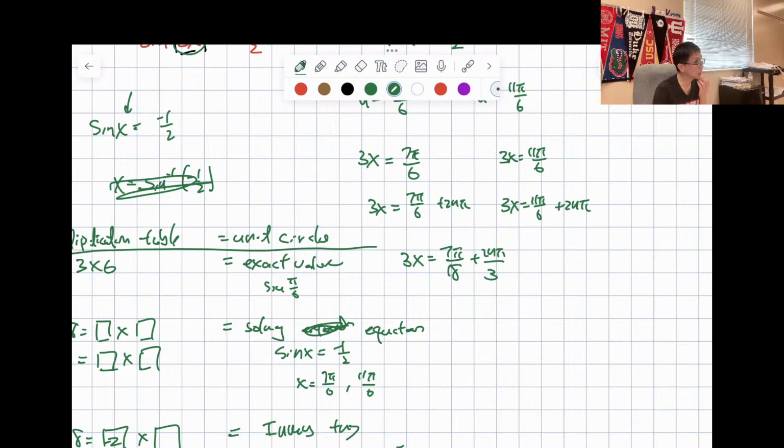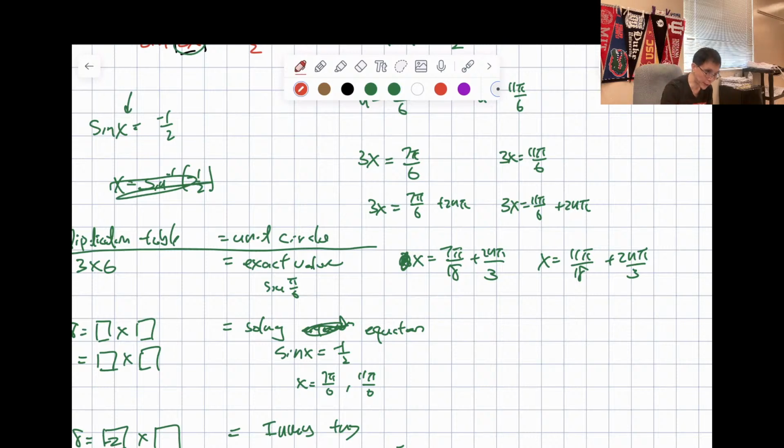What? You said divide both. Oh, divide both sides by 3, so there's no more 3, yeah. So x equal to 11 pi over 18 plus 2m pi over 3. So this becomes all the solutions. This is a general solution for all the solutions there can possibly be.